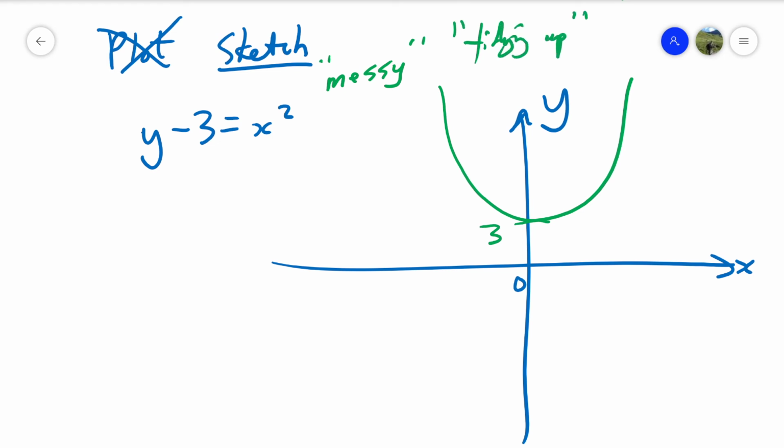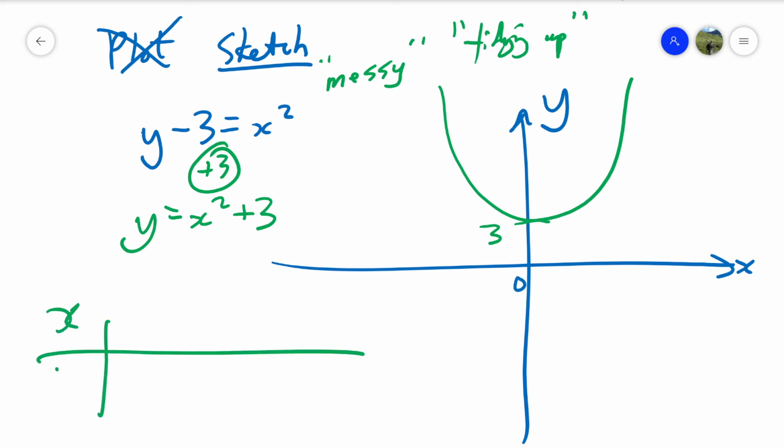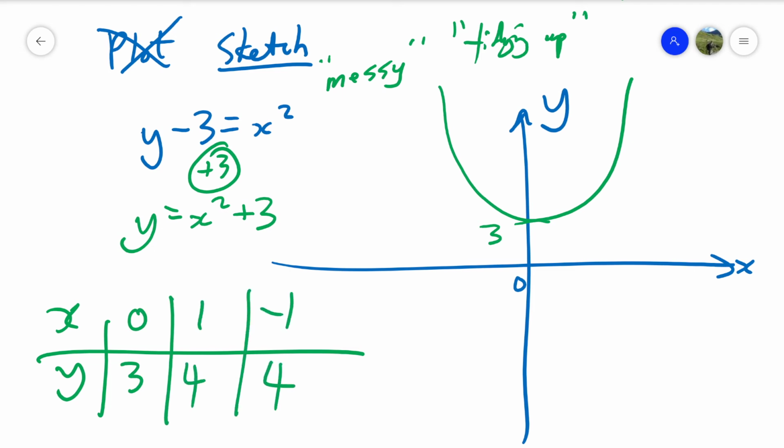Why does it need tidying up? Because we want the equation to be y equals, then we can draw a graph of it. So I'm going to add 3 to both sides. Remember we've talked about this before, this idea that in maths we have things that are messy, we have to tidy them up before we can then do things we want. Okay, we could draw a table of x and y, and for example if x is 0, y is 3, plot it. If x is 1, y is 4. If x is minus 1, y is 4, and so on.